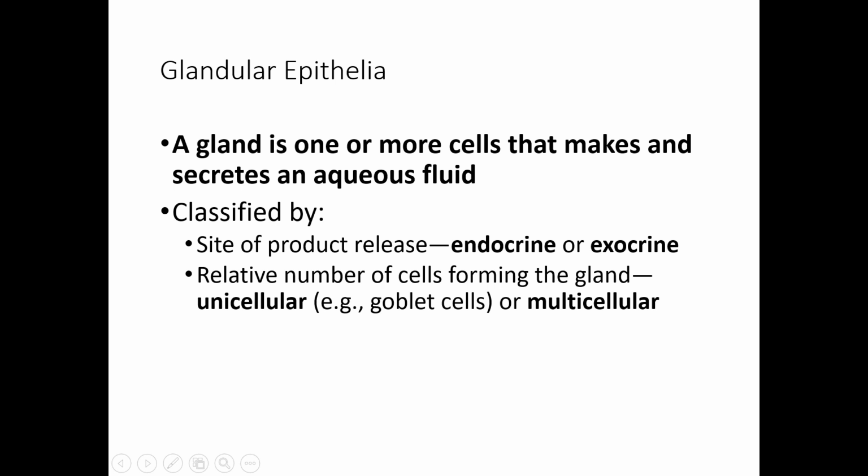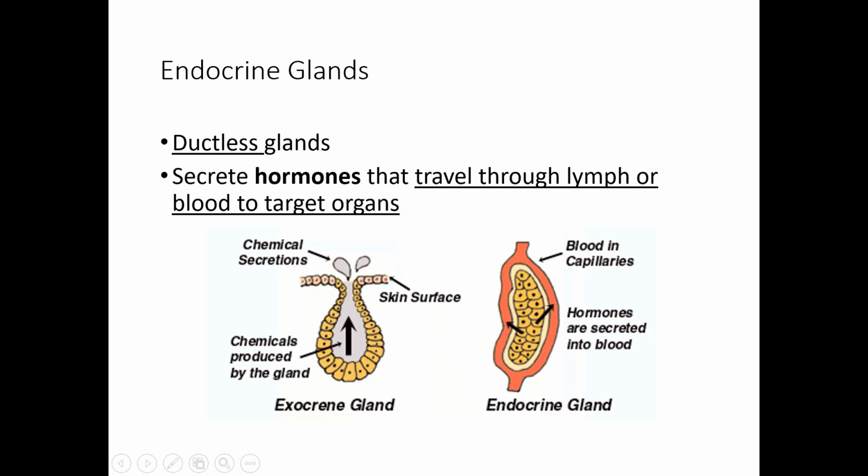So, glands can be classified by the site of product release, endocrine or exocrine, and by the number of cells forming the gland, one or more. So when there is just one cell, it's unicellular; many cells, multicellular. We start with endocrine glands.